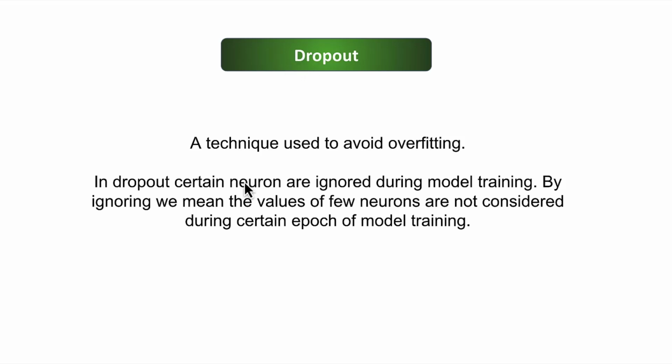In dropout, certain neurons are ignored during model training. And by ignoring, we mean that the values of a few neurons are not considered during certain epochs of model training. So to tackle that overfitting problem, we use this technique, and in this technique, for certain epochs of our neural network model training, we will ignore the values of some random neurons. And in that way, we can avoid overfitting.